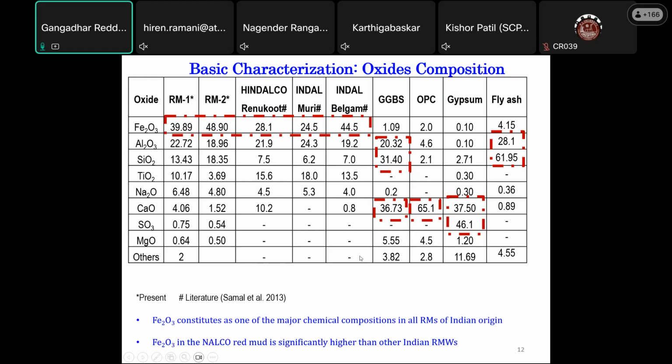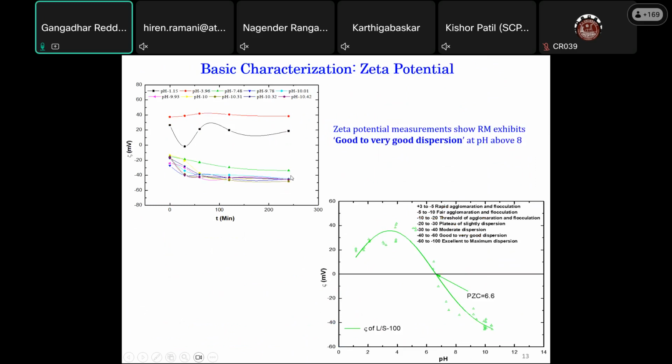So you can see that Indian Nalco red mud has a high amount of Fe2O3 compared to other plants. You can also see the basic characterization I have done on the zeta potential. Basically, the zeta potential is a measure which shows the dispersity of any metal. In paint industries, zeta potential is used to measure and maintain the quality of paints, like whether it is dispersive or non-dispersive in nature.